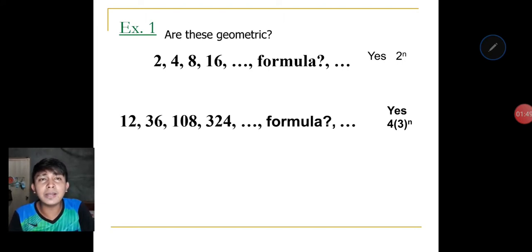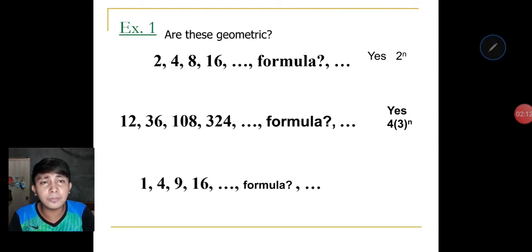Okay, going back to the example na una, 2, 4, 8, 16, what is the common ratio? Okay, the common ratio is 2. What about in the next geometric sequence? What is the common ratio? That is 3. Very good.